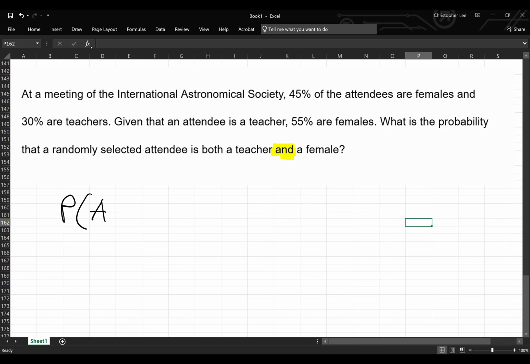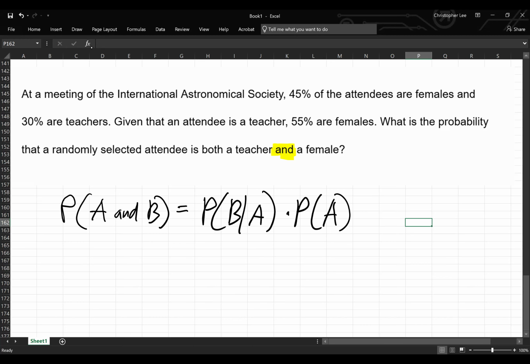A and B. So we put the formula: P(A and B) is equal to the probability of B given A times the probability of A. Right? So now look, this is the easiest thing you could do: plug in the story.